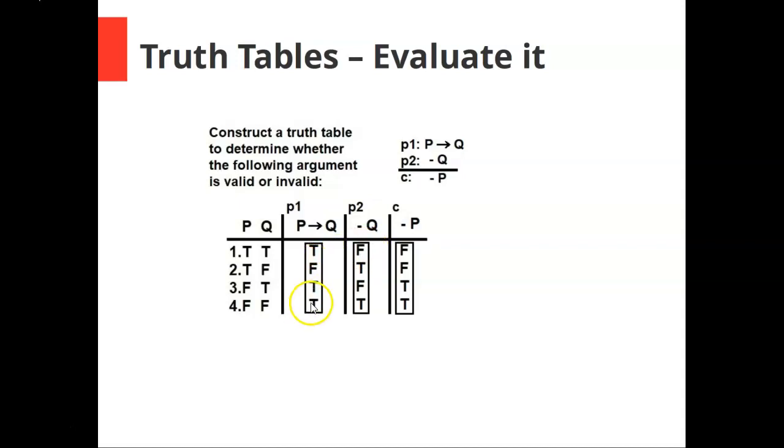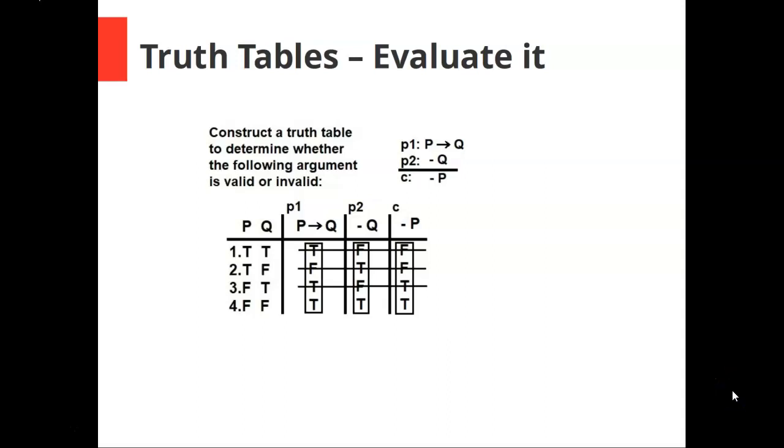The only row that we care about is 4. So we don't care about 1, 2, or 3. You can literally just cross those off. We don't care about those. We only care about every row in which all the premises are true. In this case, premise 1 and premise 2.